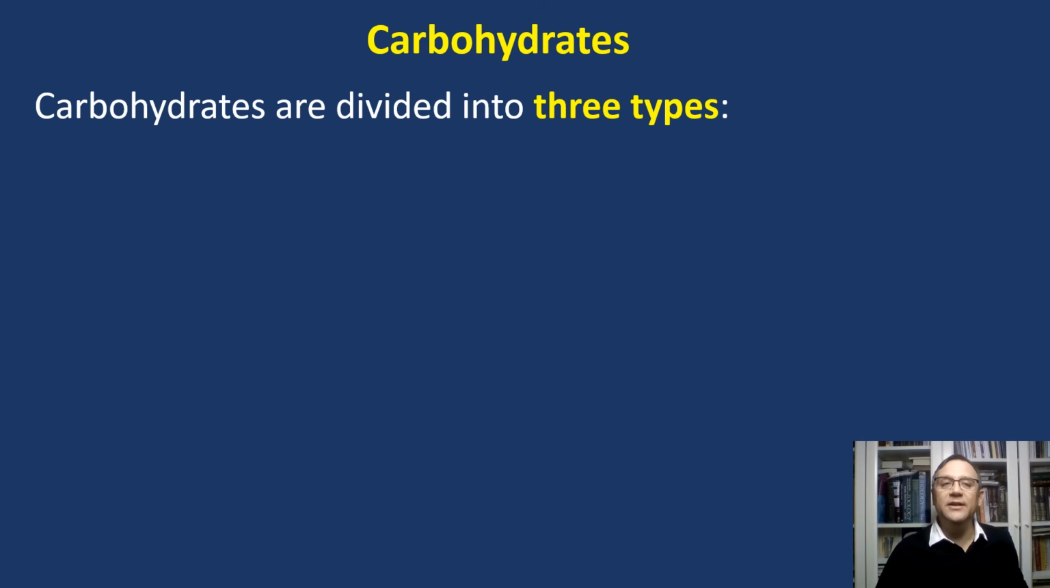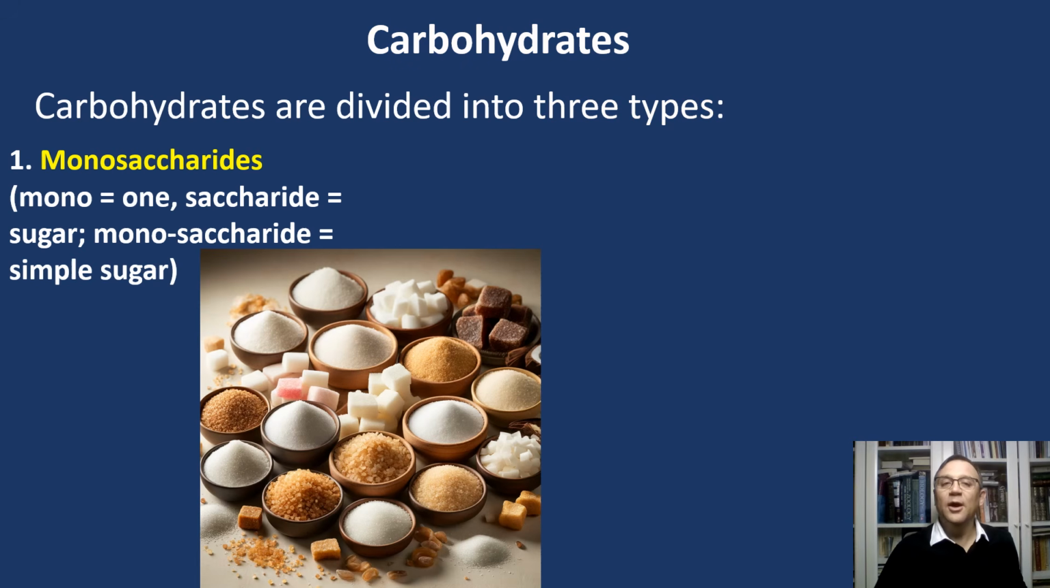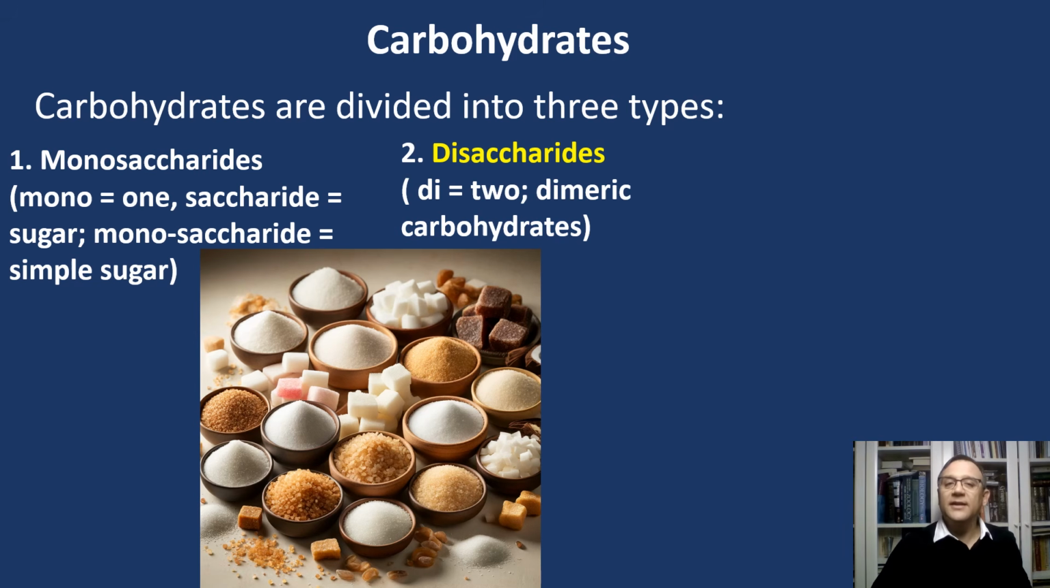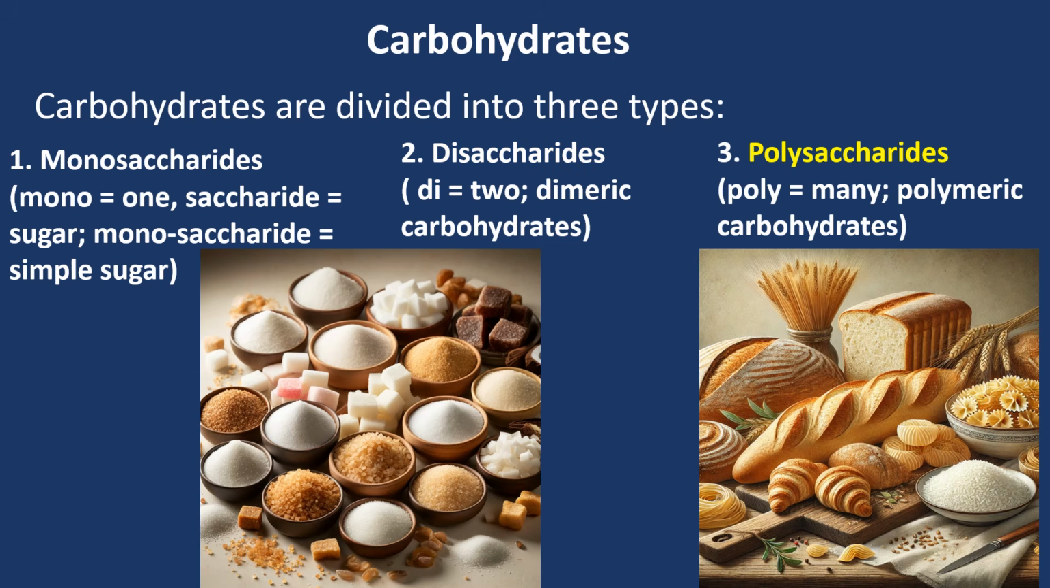Carbohydrates are divided into three types. Monosaccharides, simple sugars like glucose. Disaccharides, two monosaccharides linked together like sucrose, table sugar, and lactose. And polysaccharides, long chains of monosaccharides such as starch, cellulose, and glycogen.